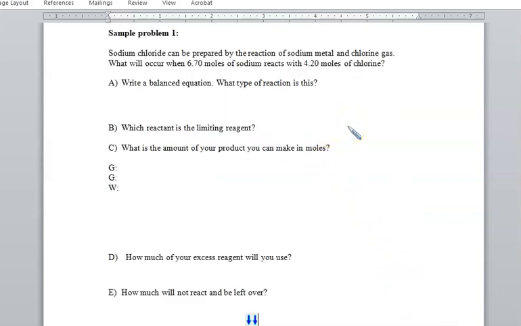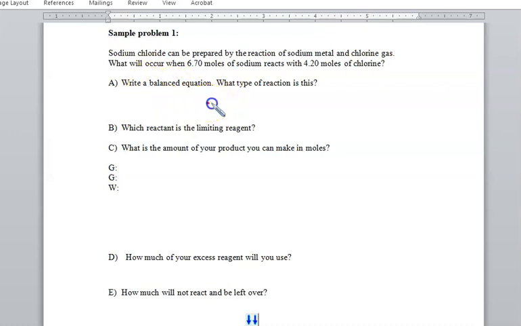Alright, our first example. We're going to do 2 types here. We're going to do the smaller mole ones and we're going to do the larger gram ones. It says sodium chloride can be prepared by a reaction of sodium metal, which just means it's a solid, and chlorine gas, which just means it's a gas, so G. So what will occur if we have 6.7 moles of sodium reacting with 4.2 moles of chlorine? Our first step says write a balanced equation.